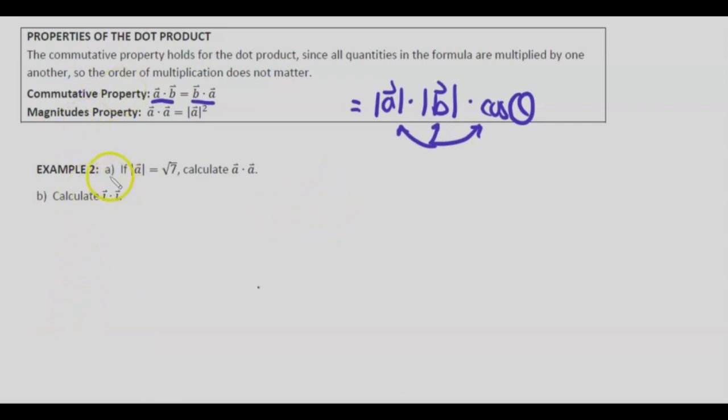So we'll show this down here. Example 2: if the magnitude of vector A equals root 7, calculate vector A dot vector A. Another way of writing this is the magnitude of vector A squared. So in other words, root 7 squared, which is just 7. So the dot product of vector A dot vector A is 7.